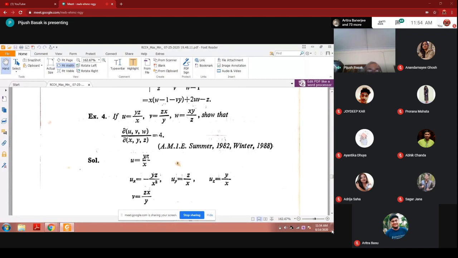Solution. u is equal to yz by x. So the partial derivative with respect to x will give you minus yz by x square. I will not do it because this is a class 12 problem, partial differentiation. So it is minus 1 by x square, and yz is treated as constant. Similarly, the partial derivative with respect to y is z by x, and so on, is found out.